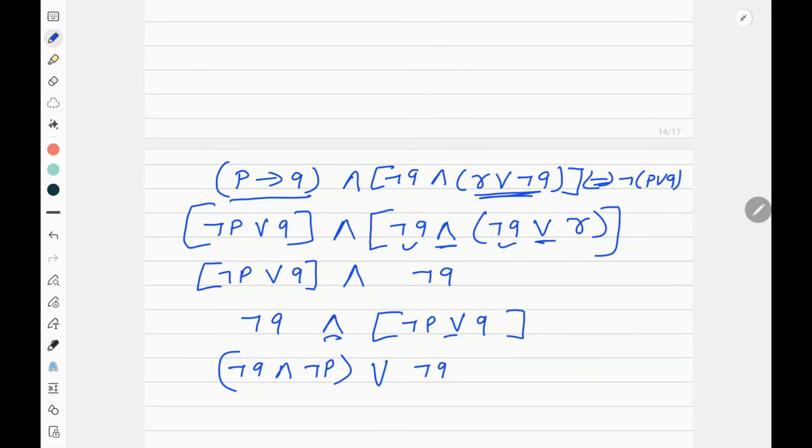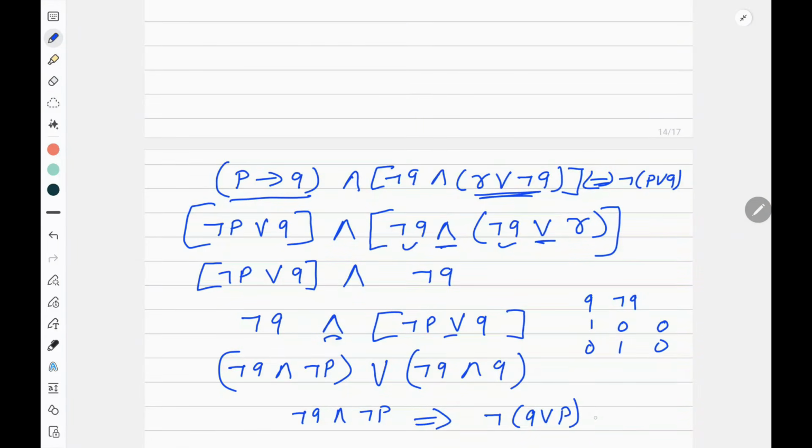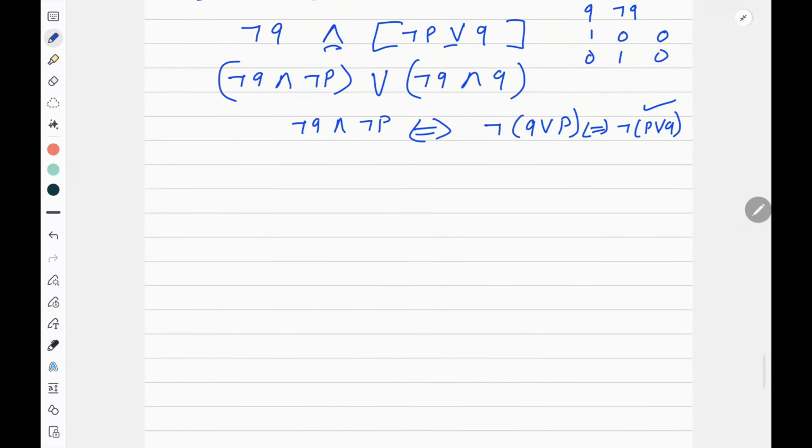So apply distributive. Negation Q and negation P. Or negation Q and Q. Right? So I have Q, I have negation Q. 1 0, 0 1. So what will be and will be F. So F, anything or F is that thing. So negation Q and negation P. If you apply De Morgan's here, it is negation Q or P. And if I want to apply commutative here, this will become logically equivalent to negation of P or Q and I am done. Right? Now move to the next question.